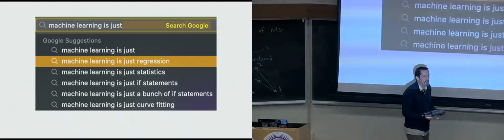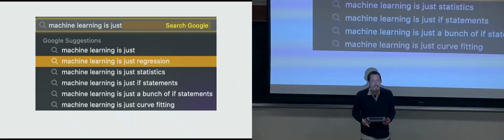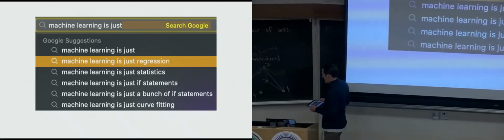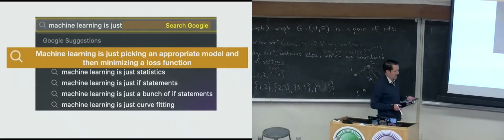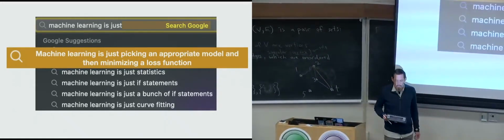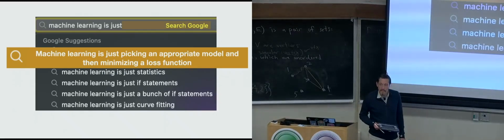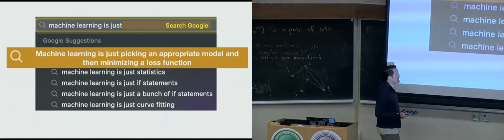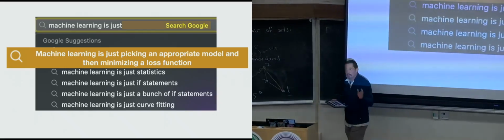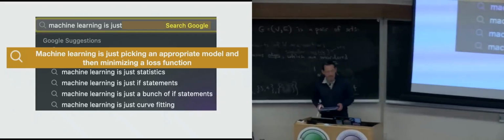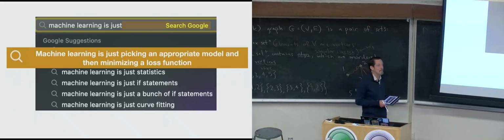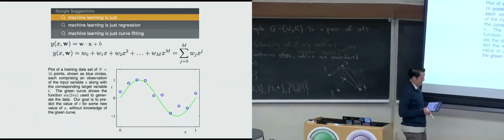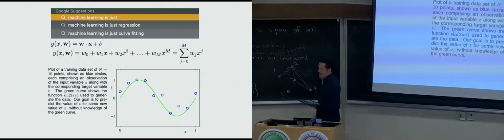So maybe we should start by asking the expert on machine learning. Let Google autocomplete tell us what machine learning is. Right? Machine learning is just, all these things. But I'm going to tell you that, in fact, what machine learning is, it's just picking an appropriate model and then minimizing some loss function. And that leads to all of these things, to regression, to statistics, to if statements, to curve fitting. They can all be recast as this same process.